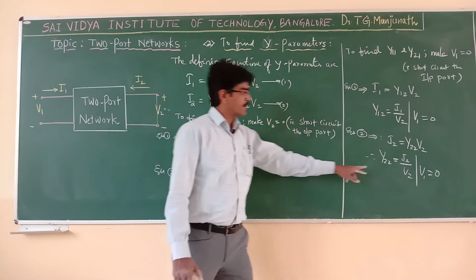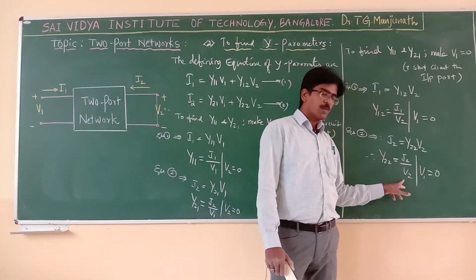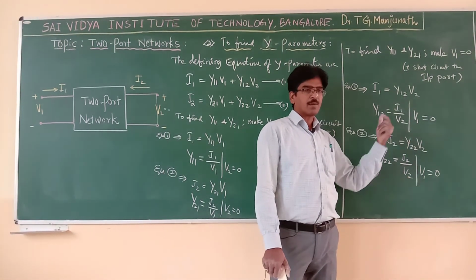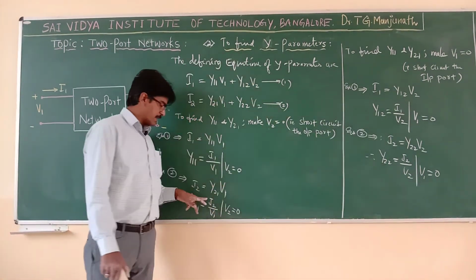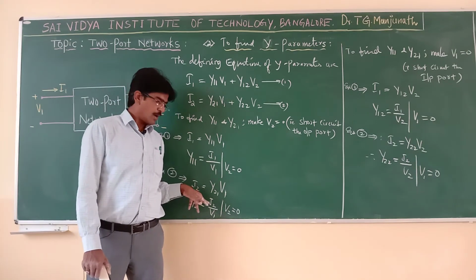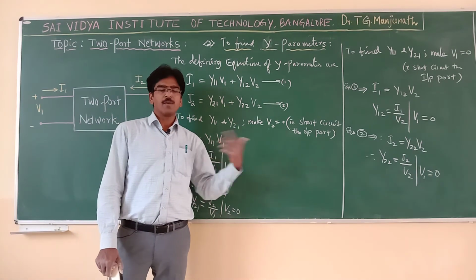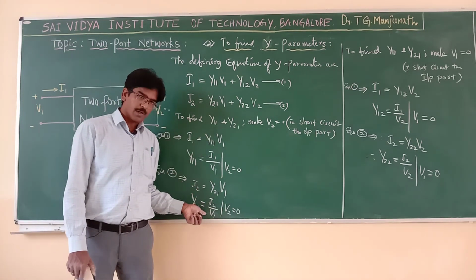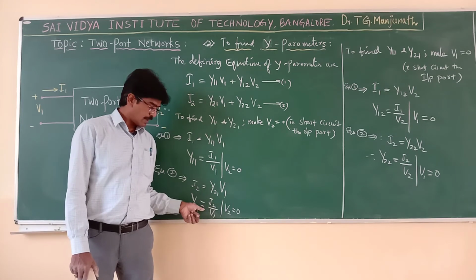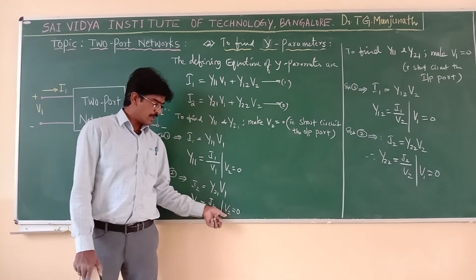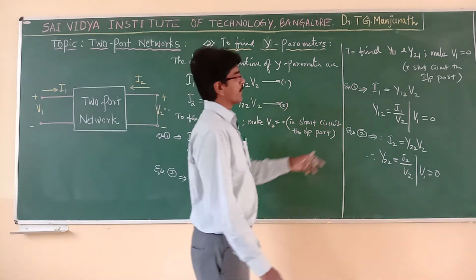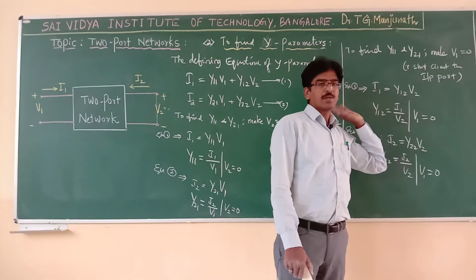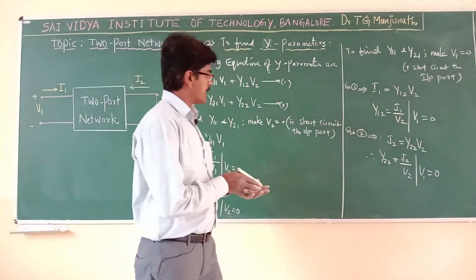Suppose if you come here, output current by output voltage is output admittance with input port short circuited. Next, what is this? If the ratio is output by input or input by output, we use the word transfer. Hence, this is output current by input voltage, transfer admittance. I by V means admittance. Transfer admittance with output port short circuited. This is again transfer admittance with input port short circuited. That is how to define these parameters.